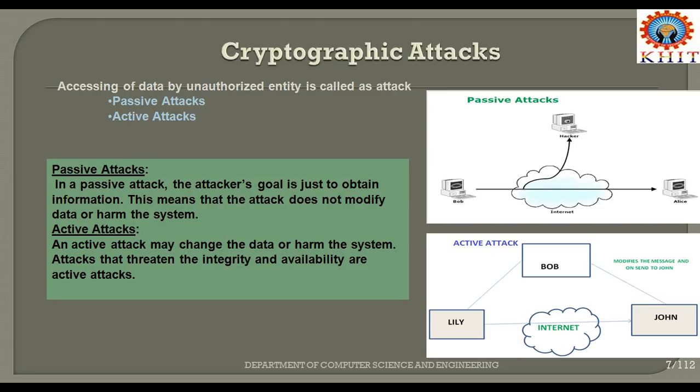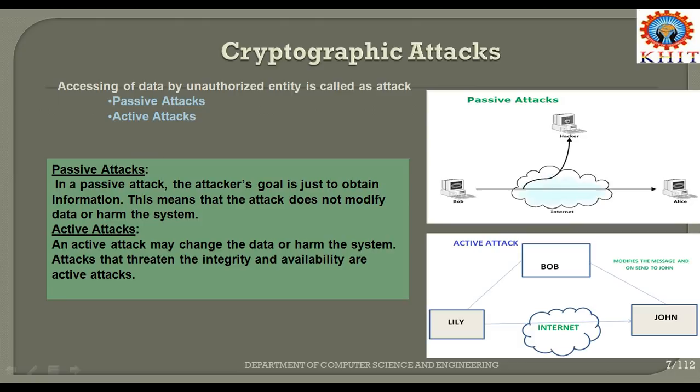The second type of attack is the active attack. An active attack may change the data or harm the system. The active attack may change or modify the data. Here, the attacker receives our data and sends the modified data to the recipient.